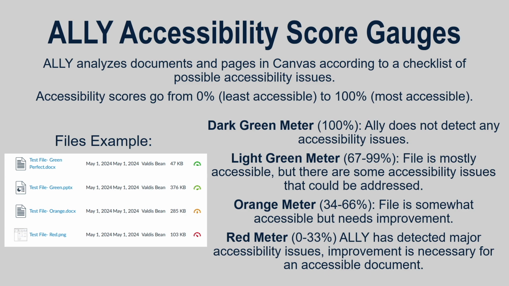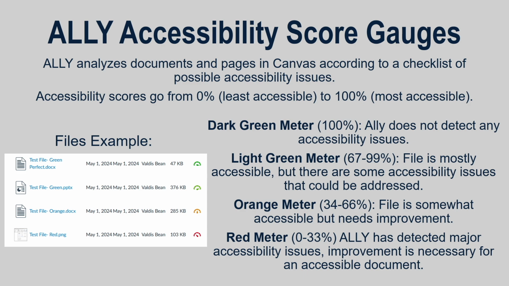Ally analyzes documents and pages in Canvas according to a checklist of possible accessibility issues. Then Ally assigns a score to the document depending on the accessibility of the document. These accessibility scores go from 0% or least accessible to 100% or most accessible. To give you an example of what that looks like, I've included a screenshot of a files page onto this slide, where you can see the dark green, light green, orange, and red gauges.